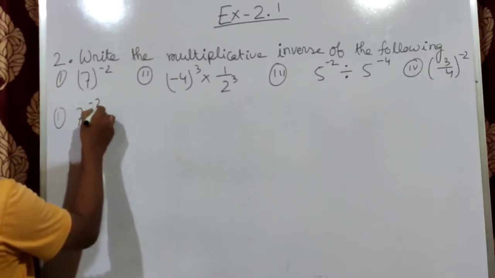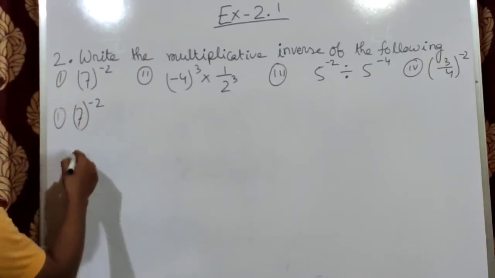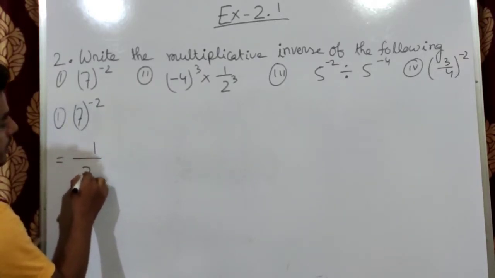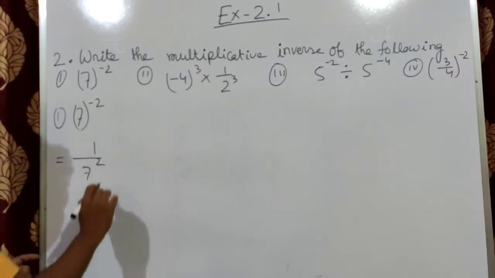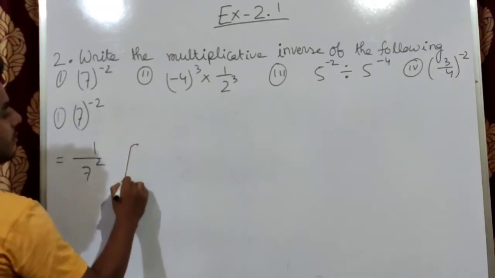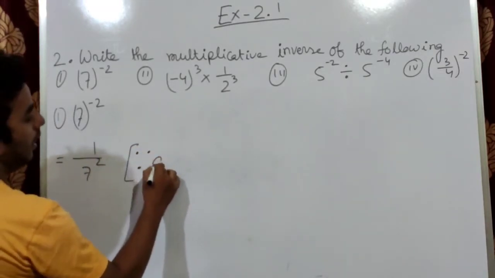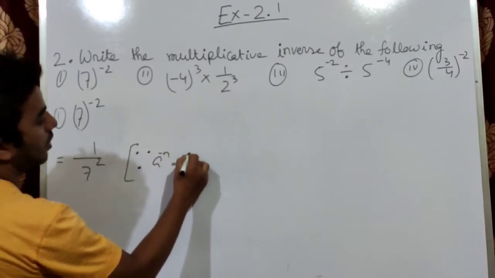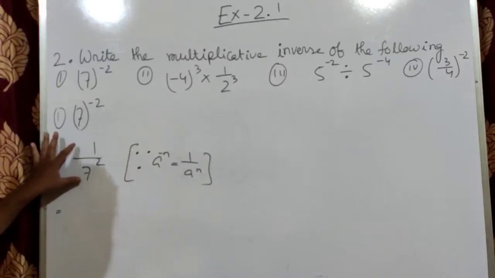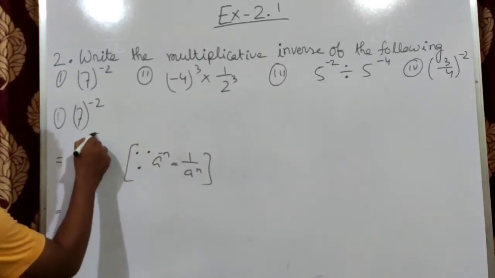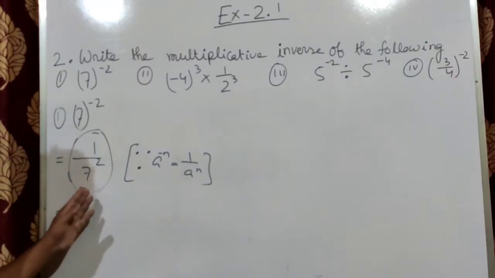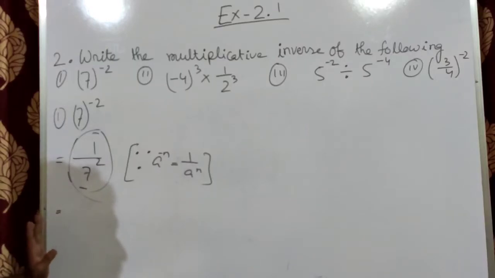As this power is minus, we have to make it plus, right? So it will be 1 by 7 to the power 2. Clear? Up to this. Okay. We write here since a to the power minus n equals 1 by a to the power n. Clear? Okay. Now we have to find out the multiplicative inverse of this number, that is 1 by 7 square. Up to this clear?